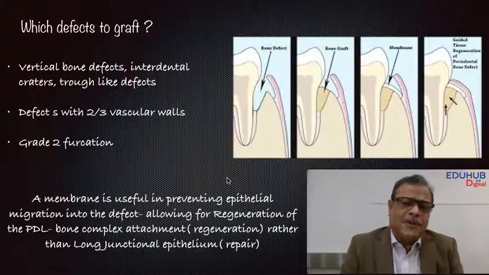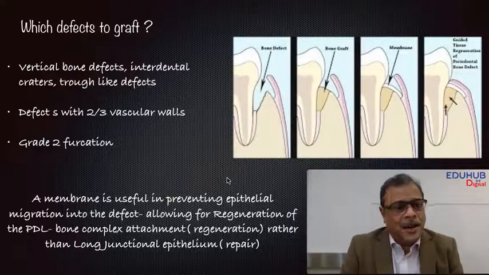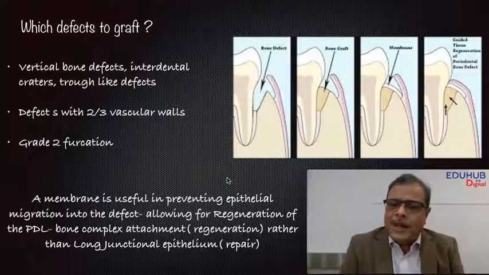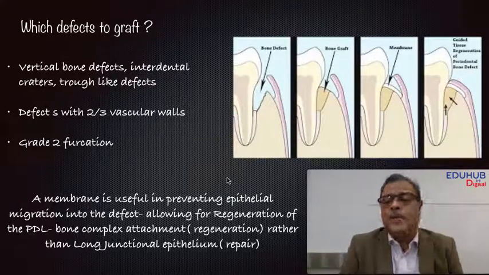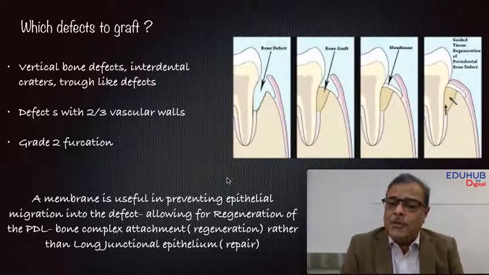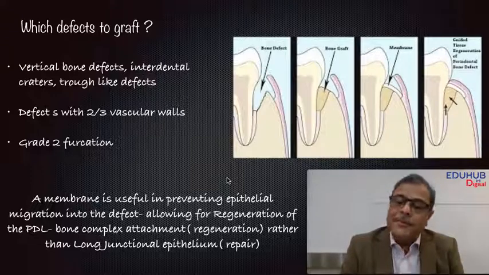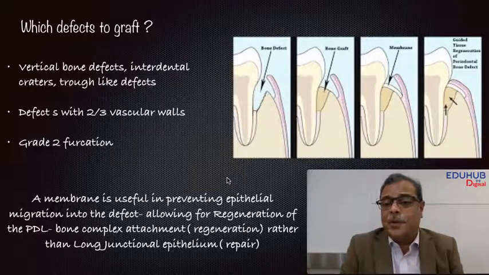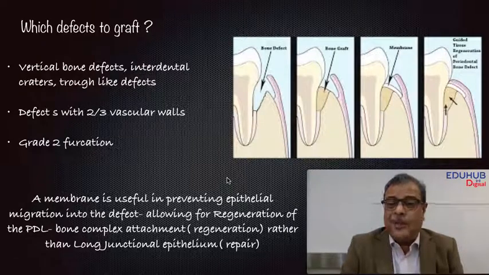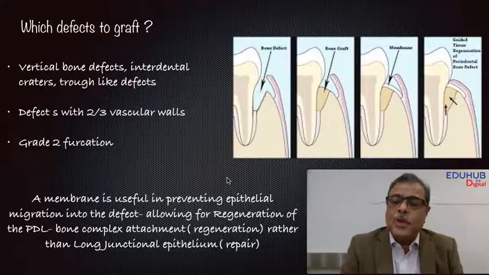So which defects to graft? Vertical defects, interdental craters. You need to understand which will hold or retain the bone grafting material. Defects which have got more than 2 or 3 walls, vascular walls, hopefully. Grade 2 furcations. You don't want to graft on areas which are not going to be retentive. You're not expecting the grafts to hold if you're putting too much pressure on the soft tissue. You need to understand that the soft tissue will follow the bone wherever possible. So you need to be within the confines as much as possible with the height of the surrounding bone.